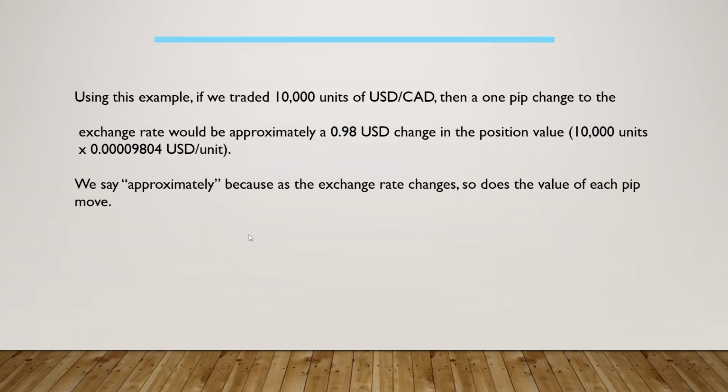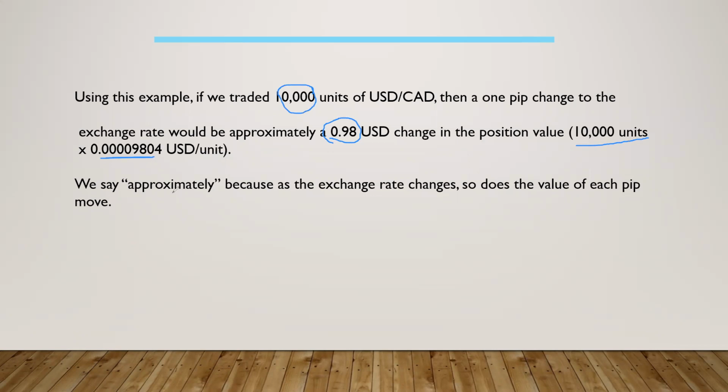So using that example, if we traded 10,000 units of USD CAD, remember the pip value: 1 pip in USD CAD is giving you this. And we are actually trading 10,000 units of it. So the exchange rate will be approximately 0.98 USD in a change in position. That is 10,000 units times the pip value.